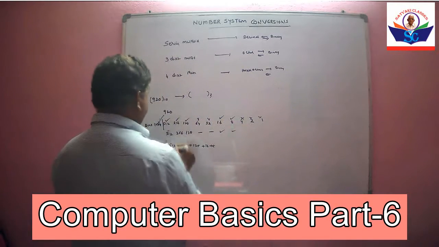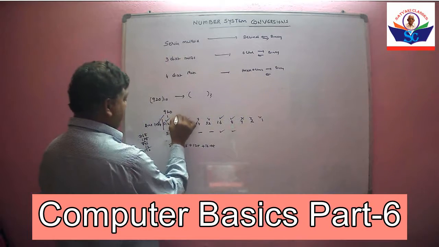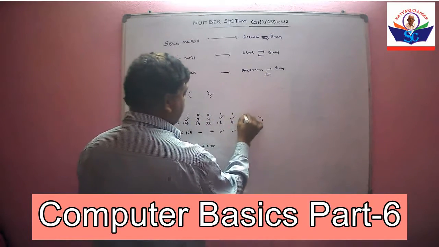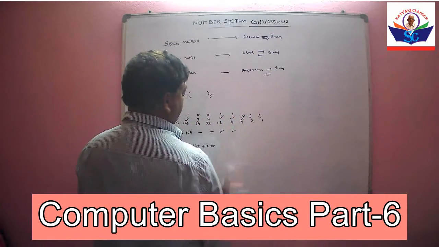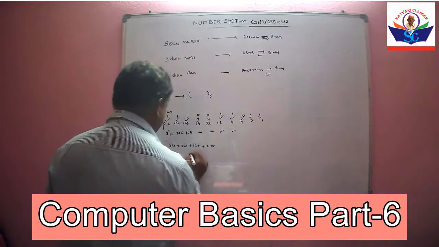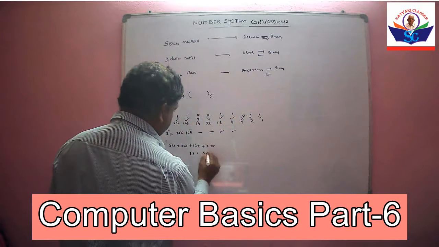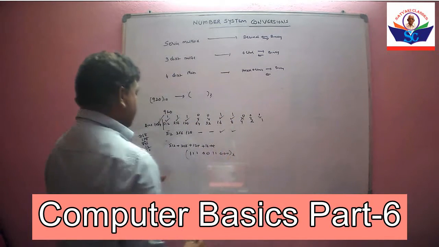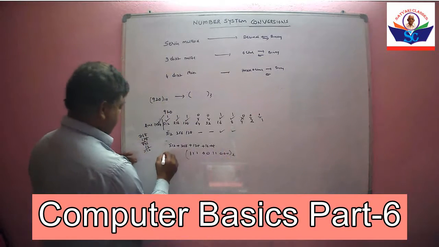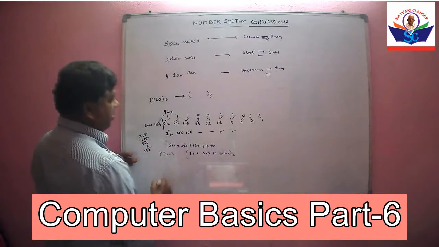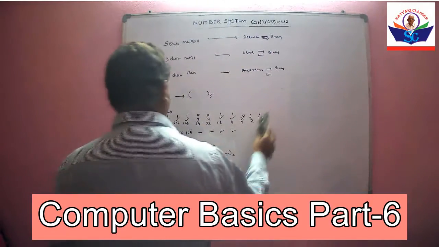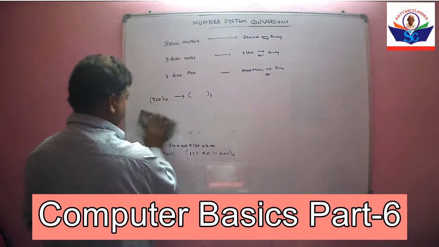So what is the binary number? 1110011000. This is the equivalent binary number for the decimal number 920. If you practice, you will get it easily.